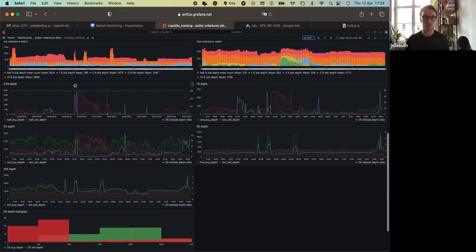And here, this is probably a better overview. Here we see it per depth, basically. So, for example, the 2% depth, which is the same depth that we see on CoinGecko as well, is a really important metric. This explains how much liquidity, how much open order volume, there is within the mid price and 2% above and below that.